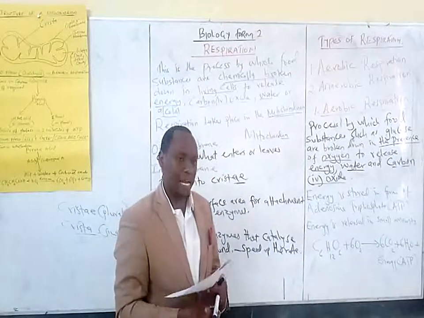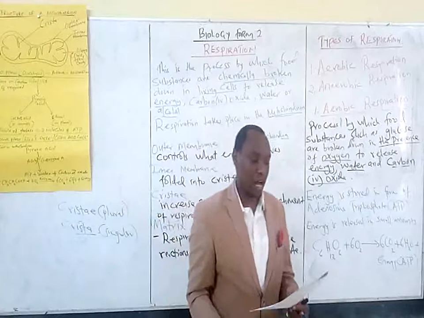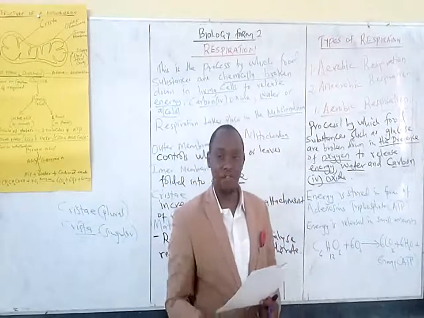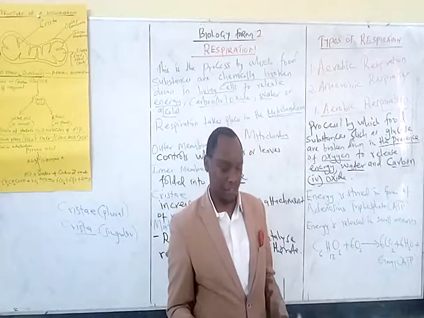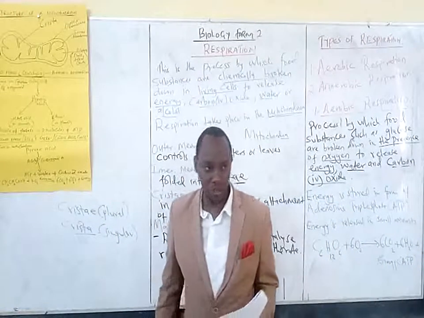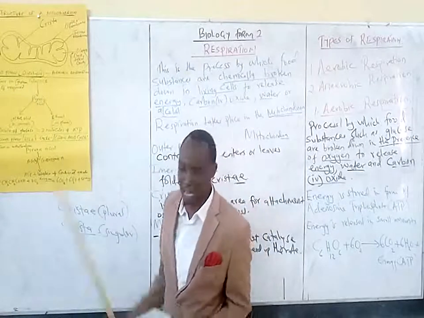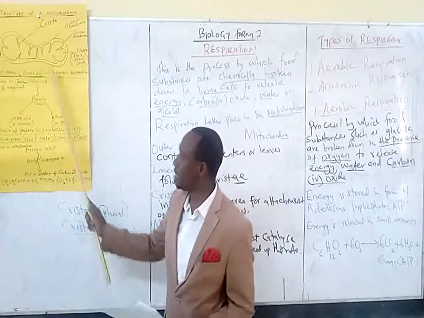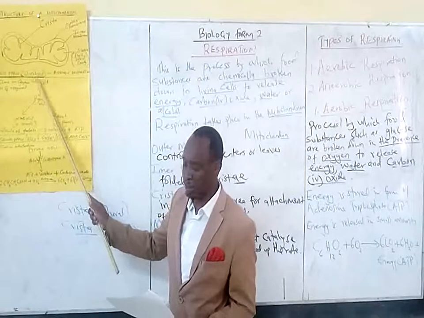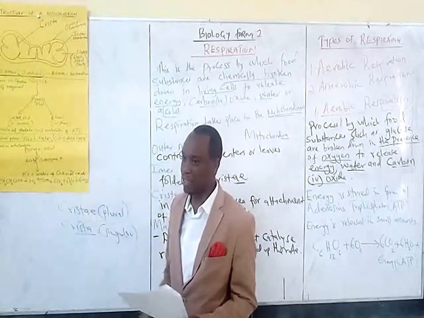So I want to summarize. There are two phases of aerobic respiration. We have the first phase and the second phase. The first phase of aerobic respiration takes place in the cytoplasm. That is the first thing. In this case, no oxygen is required.